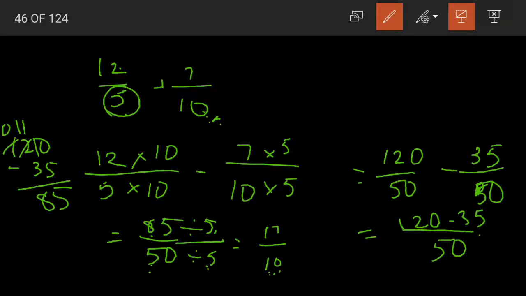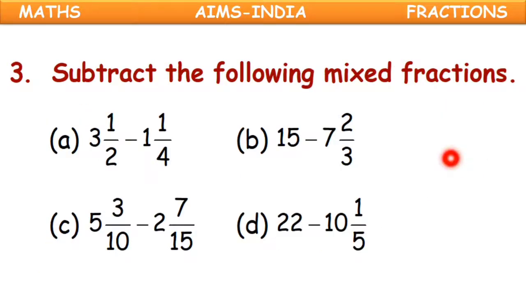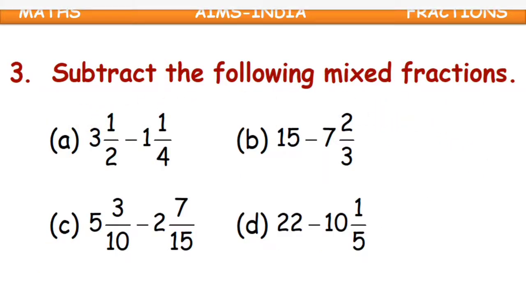Understood, children? So these are the two ways by which you can subtract the unlike fractions. You can apply the same for adding the unlike fractions as well. Okay. So if you do this, it will be addition of unlike fractions. Instead of finding out the LCM, you can use this cross multiplication method. Okay, children?